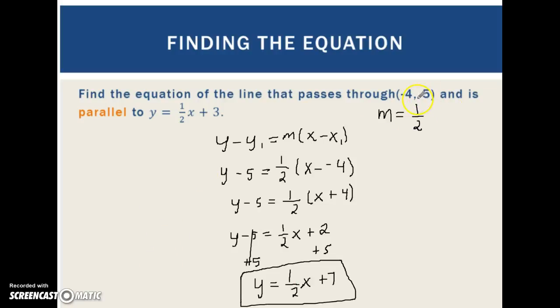They have the same slope, 1/2 and 1/2, so I can see that they are parallel. And it specifically passes through this point because we chose to set it up in point slope form.